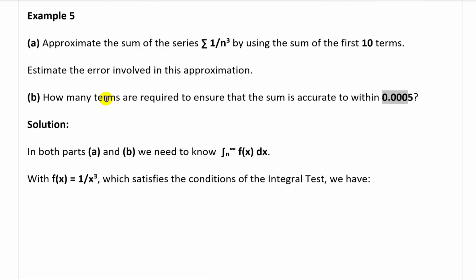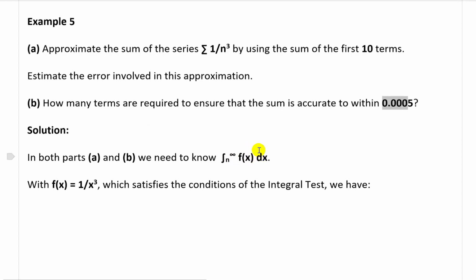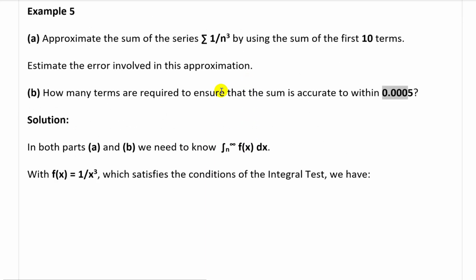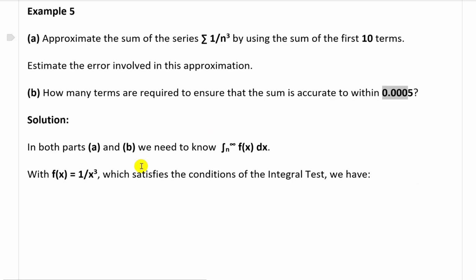Solution: before I get to a and b, in both parts a and b, we need to know the integral from n to infinity of f(x) dx, with f(x) equals 1 over x cubed, which satisfies the conditions of the integral test. So yes, this is satisfied. This is just a p series. It's always decreasing, and it's positive, and it's continuous, because we have 1 over x cubed. It's always going to be positive for x positive. And it's decreasing. 1 divided by x cubed is always decreasing. You're always cubing, so the number at the bottom gets larger and larger, and dividing by a large number gives a small number.